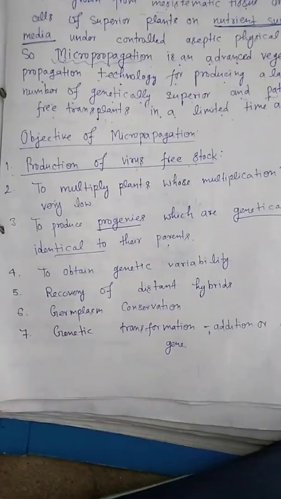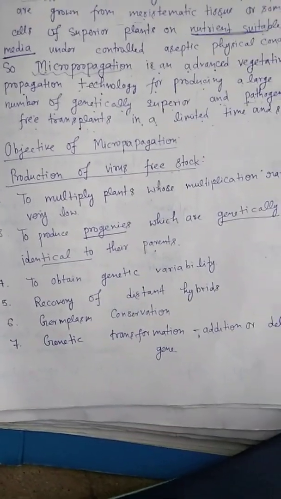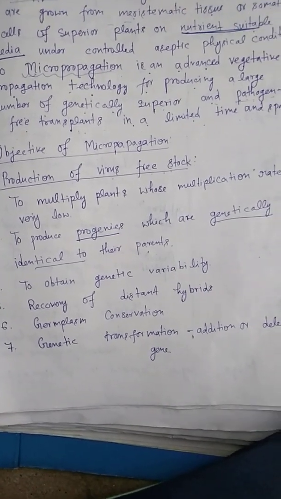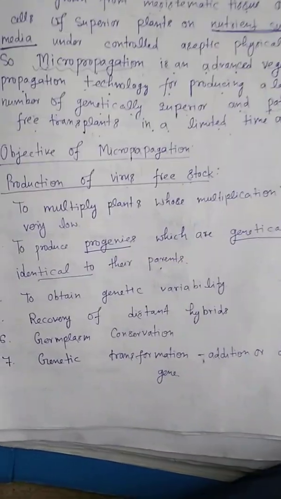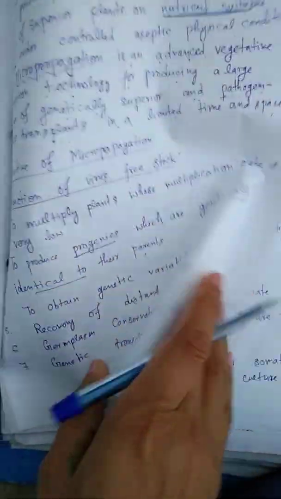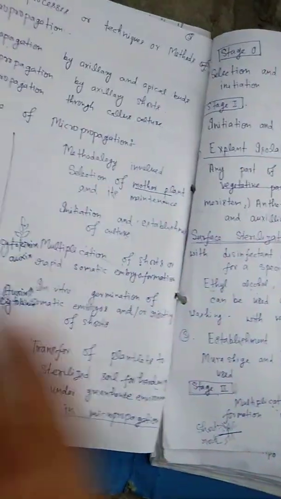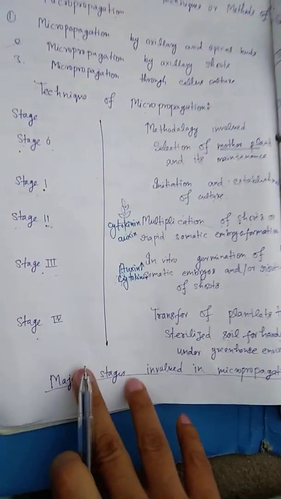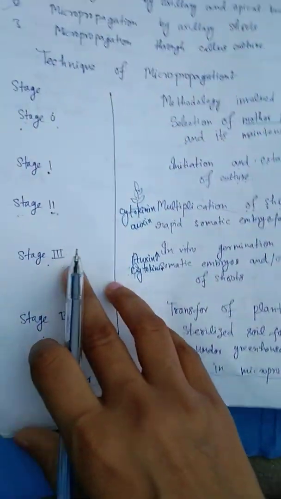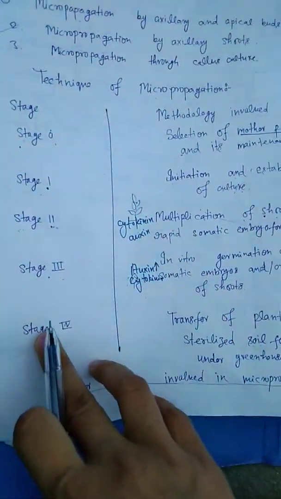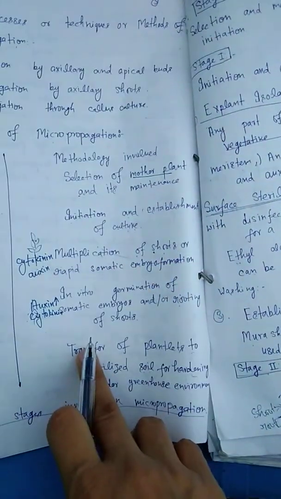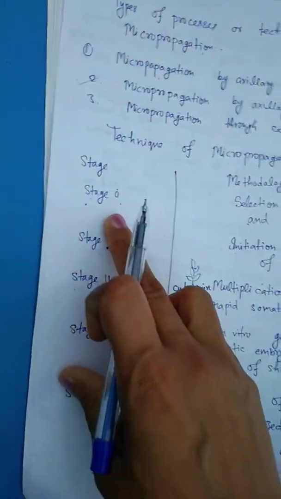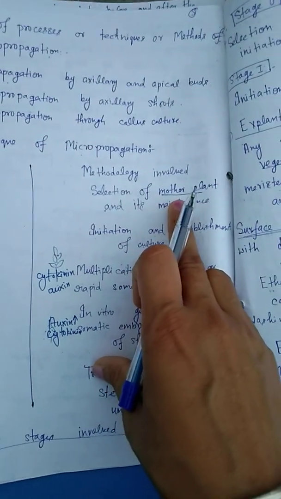Through the macropropagation, we can produce the virus-free stock and we can produce the progenies which are genetically identical to their parents. So these are the techniques of macropropagation. This is showing stages and these are showing methodology. And in stage 0, we'll select the mother plant.